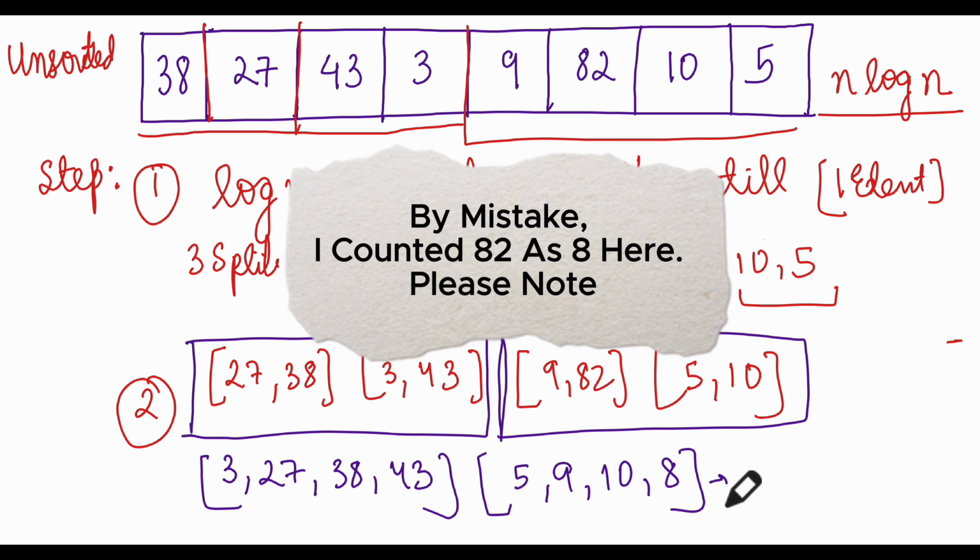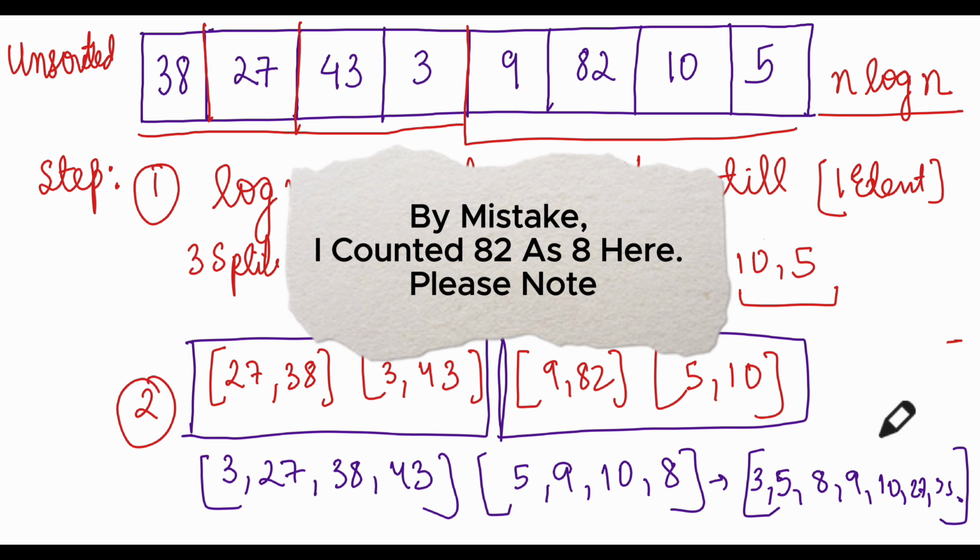Now you will finally follow the same step on these, and what will it become? It will become 3, then 5, then 9, 10, 27, 38, 43, and 82, something like that.